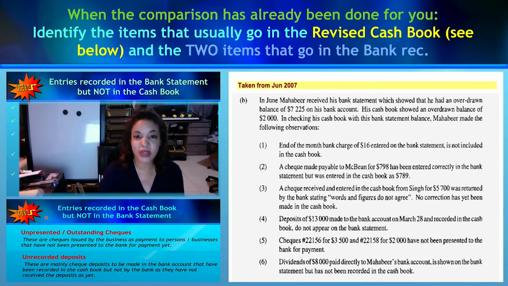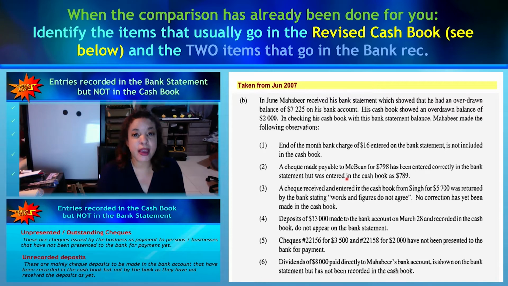So in this question, this was June 2007, you see there is no cash book, there is no bank statement. What they have actually done is made the comparisons for us and written it down for us in point form. So instead of us going to the cash book and the bank statement and making the comparisons, it has already been done for us.